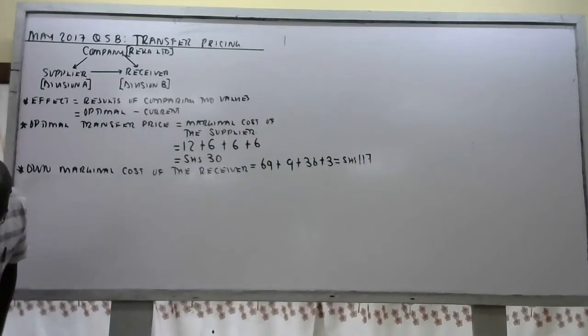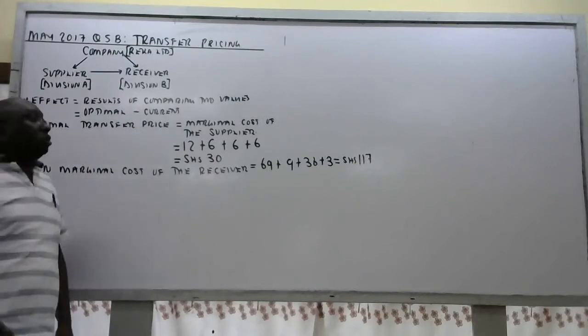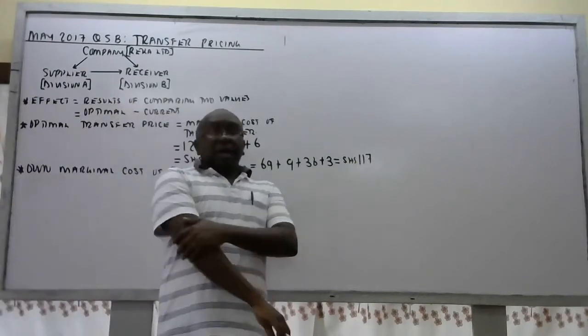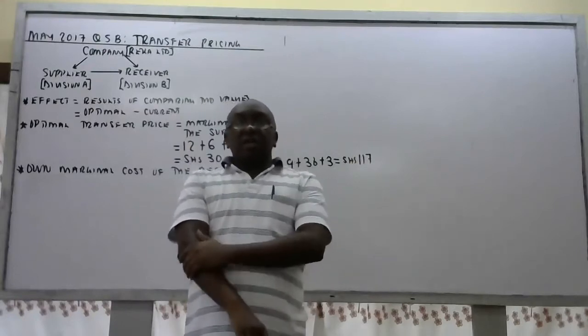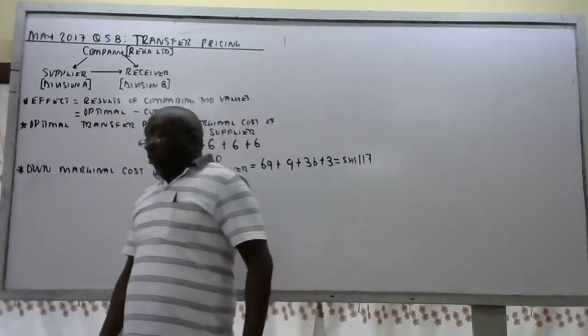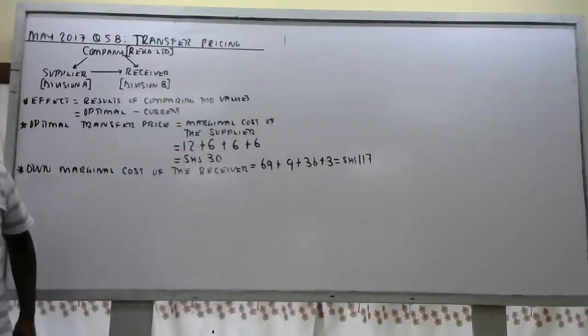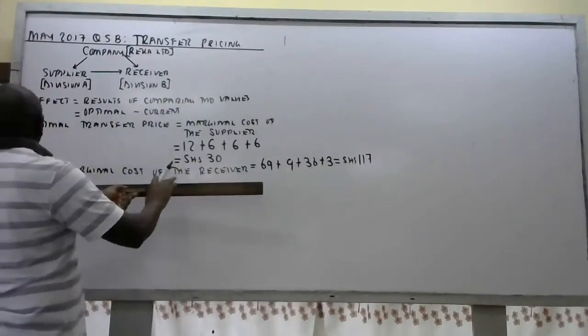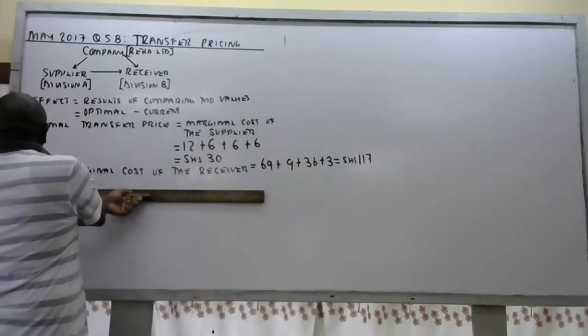So the effect that we are supposed to deal with is in regard to Division B. So we will do an income statement here for Division B.